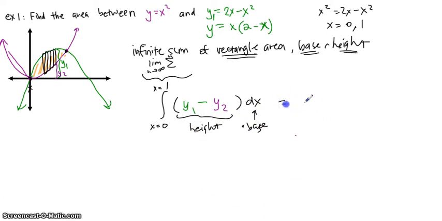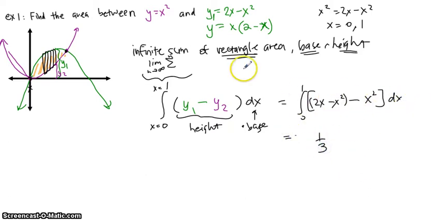Now if I simplify this, we want everything in terms of x. So from 0 to 1, I'm going to replace y1 in terms of x, and y1 is equal to 2x minus x squared, minus your y2 in terms of x, which is just x squared. So take the integral of that with respect to x, work, work, work, solve, solve, solve. You should get an area of 1/3.